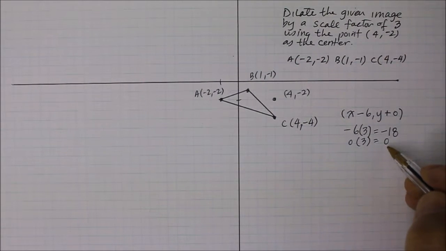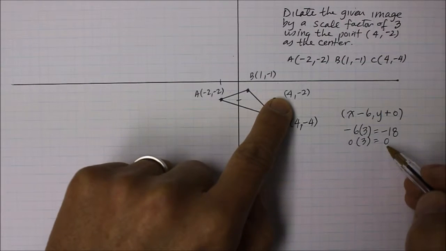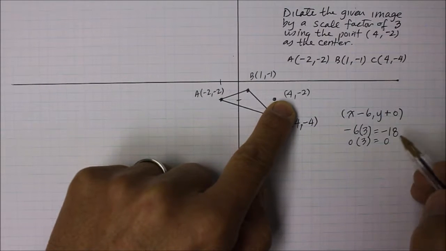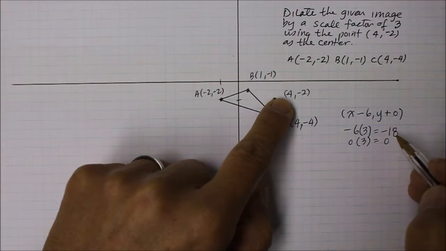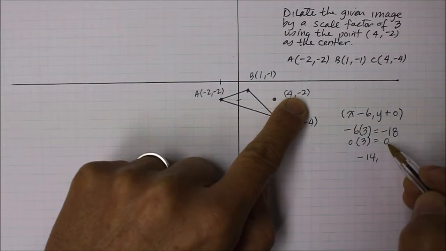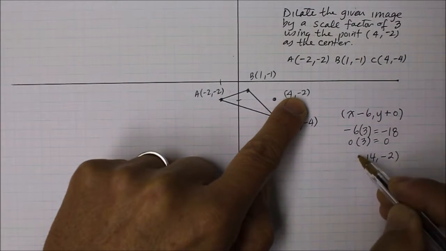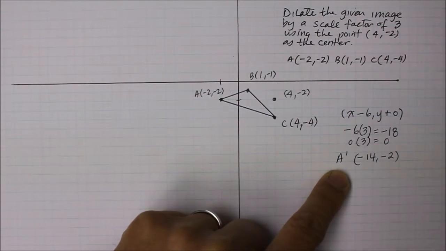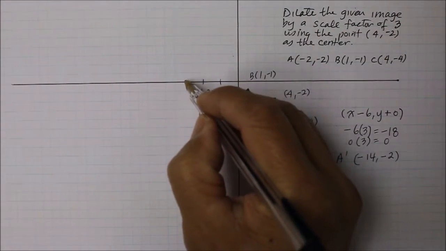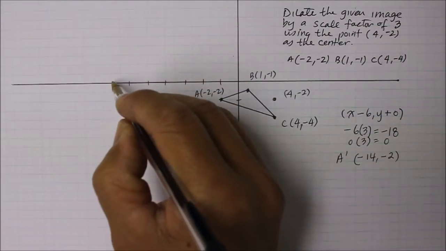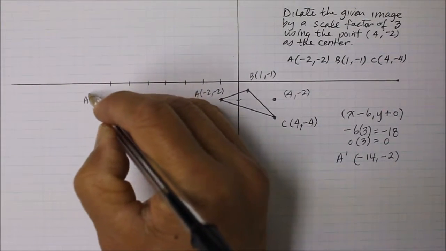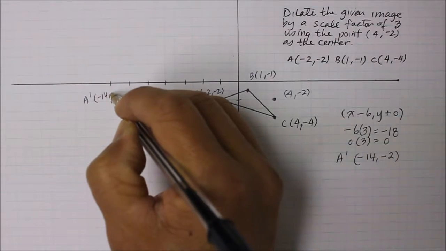So what we need to do now is take the x and y value of the center and find the new coordinate by combining it with the shift. So 4 minus 18 is going to be negative 14. And negative 2 combined with the 0 is still negative 2. And this will be the new coordinate A prime. So let's go and plot that. A prime is at 2, 4, 6, 8, 10, 12, 14, and down 2, right there. And that's A prime at the coordinate negative 14 and negative 2.